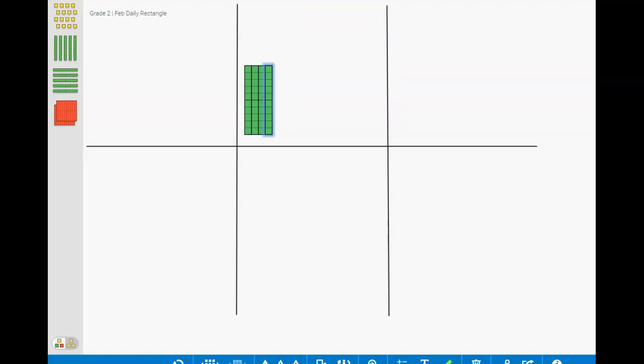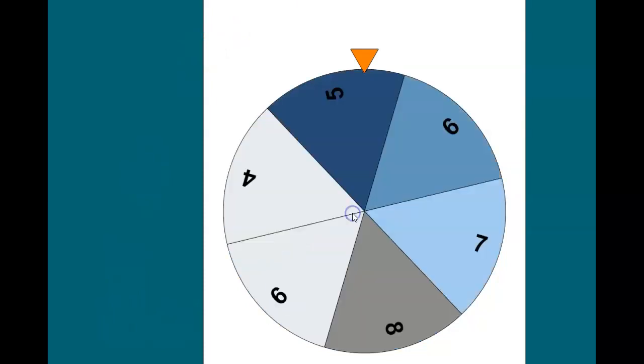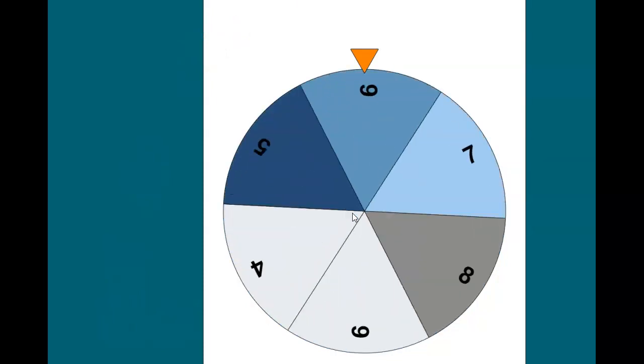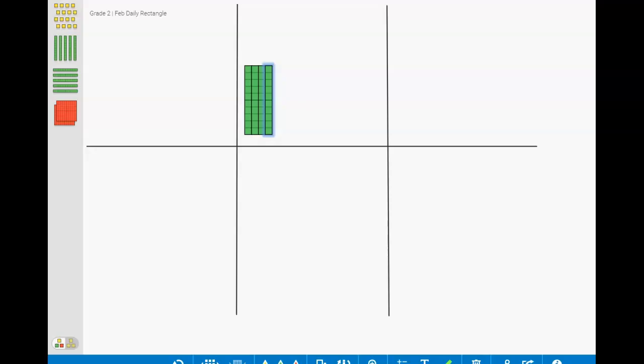Let's spin for our ones. We will need 5 ones. 1, 2, 3, 4, 5.